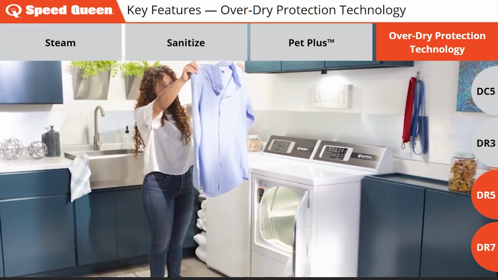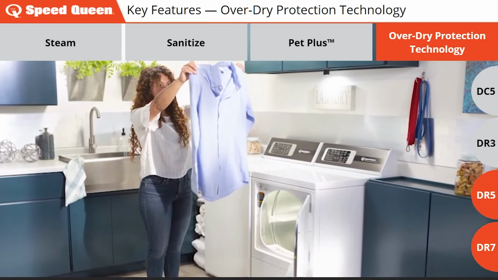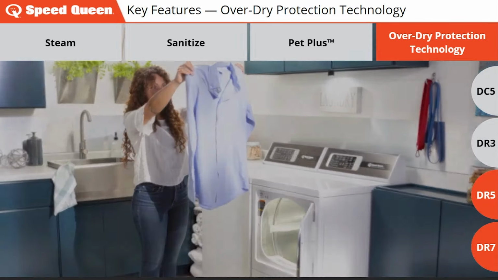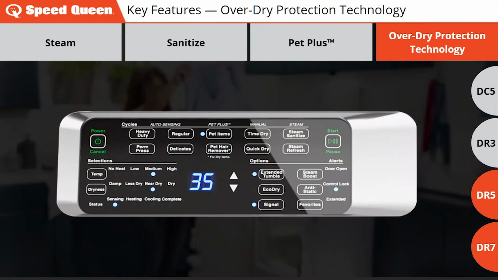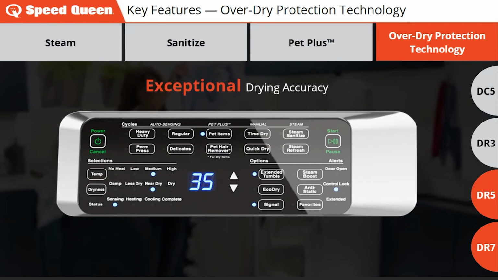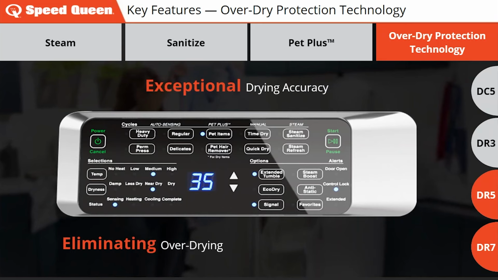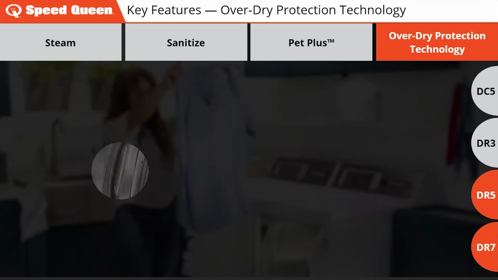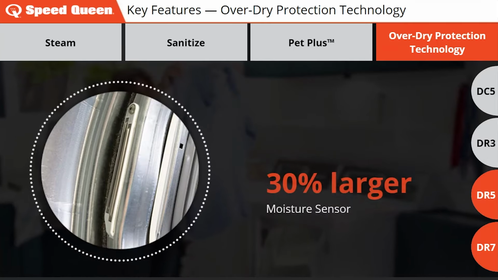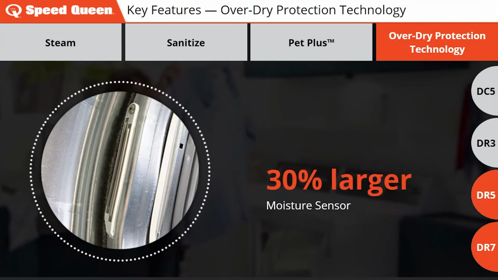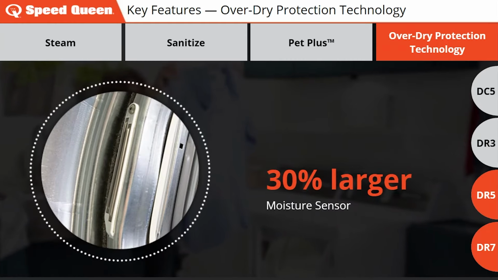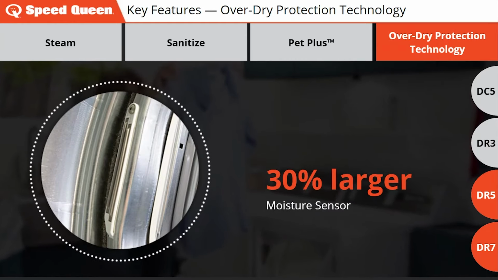Speed Queen has placed a priority on the ultimate fabric care, and that means drying clothes and linens to the optimal dryness level. Overdry protection technology applies our commercial advanced moisture sensing algorithms for exceptional drying accuracy, eliminating overdrying for better care of all fabrics and less wasted utilities. The TR7 now features a 30% larger moisture sensor, enhancing Speed Queen's overdry protection technology by creating more surface space for greater contact points with the load.